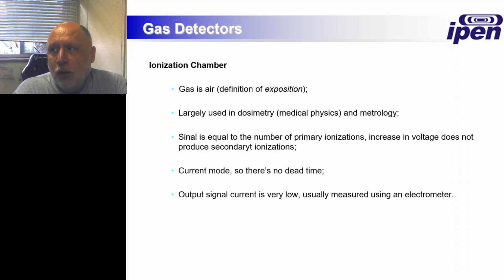So you have no problems with those things, and that's why it's usually used in dosimetry in medical physics, because we're talking very strong radiation fields, and metrology, because sometimes you need very, very high precision in some things, right? And the gas is usually air, just because of the use in dosimetry, because if you use air, that's the definition of exposition. You will see that in radiation protection, but exposition is essentially the number of charges that you produce in a given volume of air.